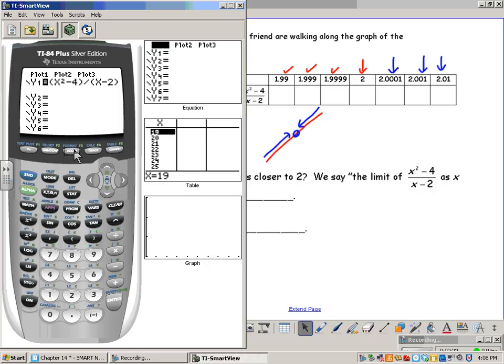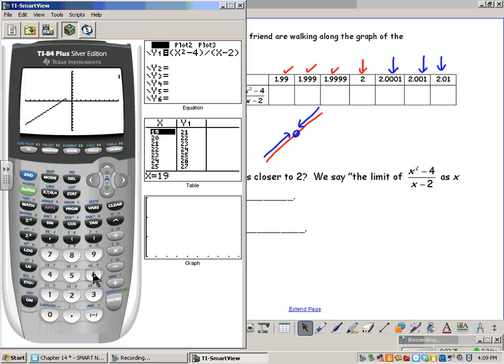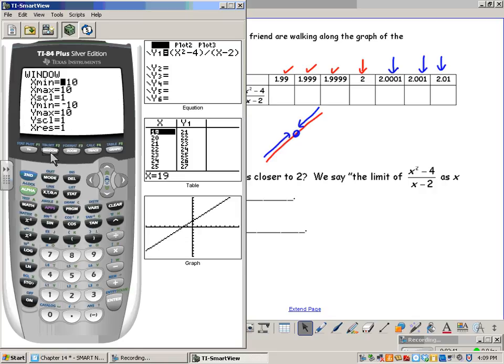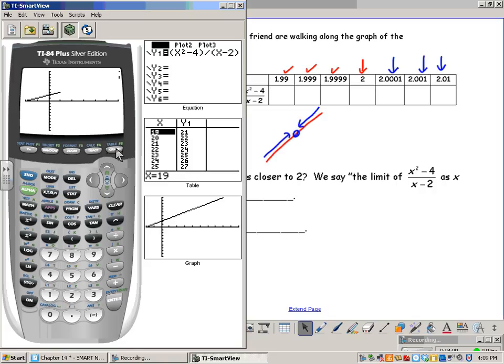Now I'm going to do a zoom standard viewing window, and we see we get that line. You notice that it's not producing that hole in the graph. The way you can get your calculator to show it is to put that hole in the center. You know the hole is going to occur at x equals 2. So if we go to our window and go maybe 4 to the right of 2 and 4 to the left of 2, that gives me a minimum of -2 and a max of 6 for x, and let's try this graph and see if we get a hole.